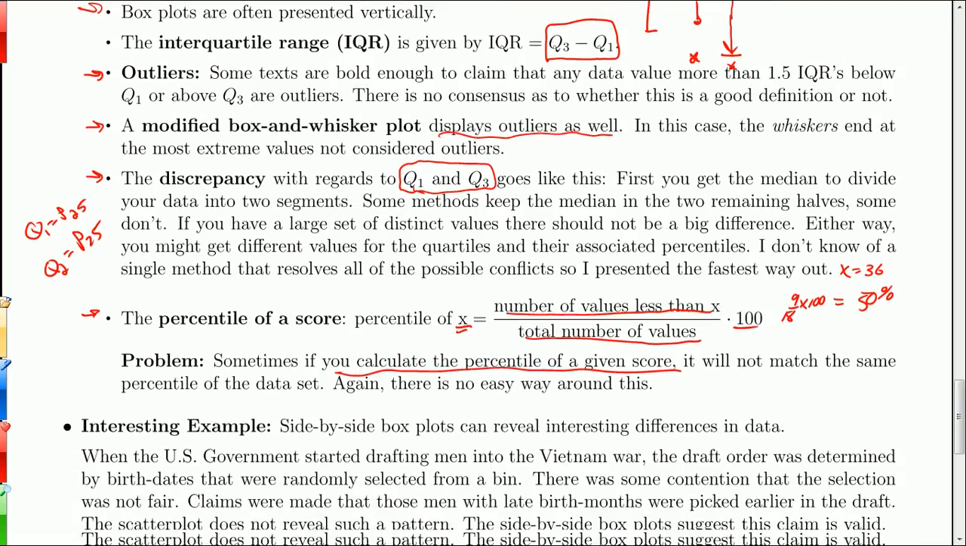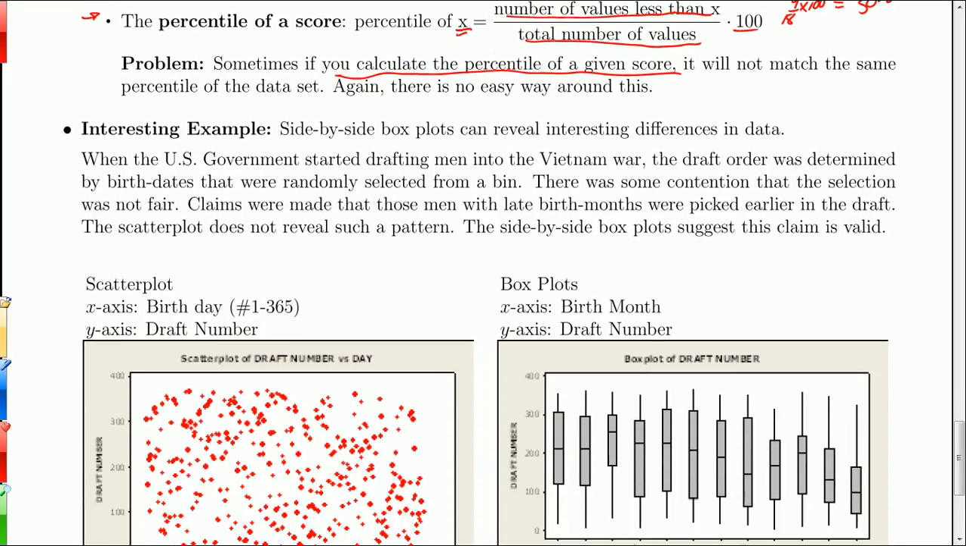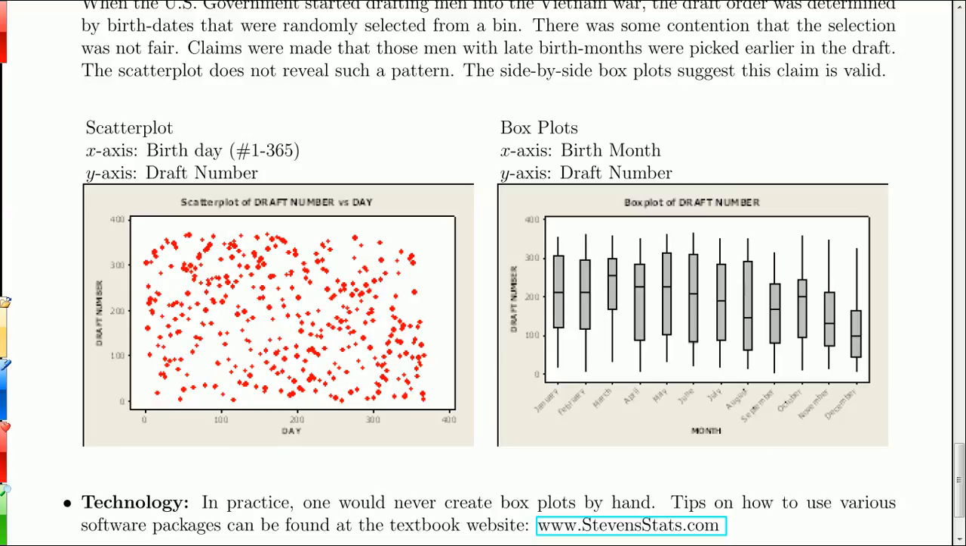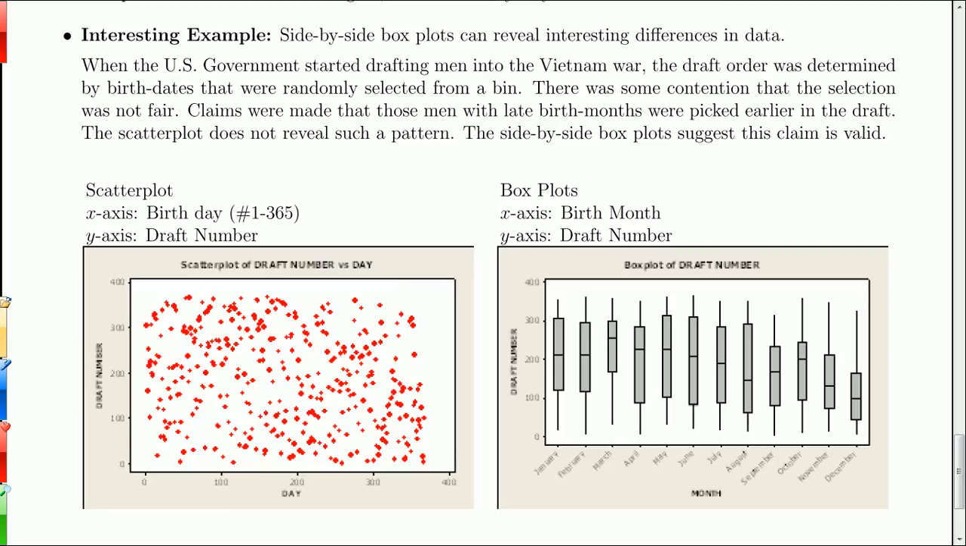An interesting example of side-by-side box plots, these are vertical box plots, is the example of the draft order for Vietnam. Back when the U.S. was fighting the Vietnam War, they were drafting civilians to be in the military. If you were in the right age group, you were going to go sooner or later. How they determined who went sooner and who went later was to put all the possible birthdays into a bin, a literal bin. They put them on little pieces of paper, spun it around, and just started picking birthdays. If your birthday was the first one picked, you got over to training camp and you were in the jungle before you knew it. But if your birthday was late enough, you might never have gone.